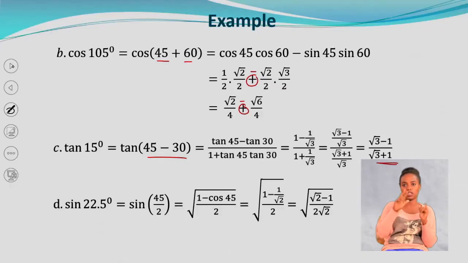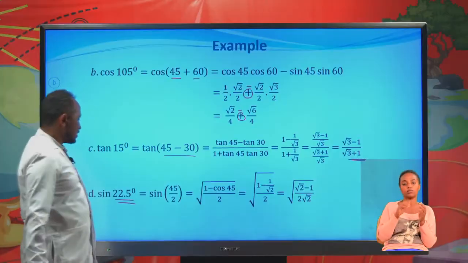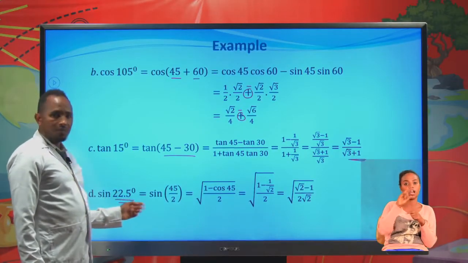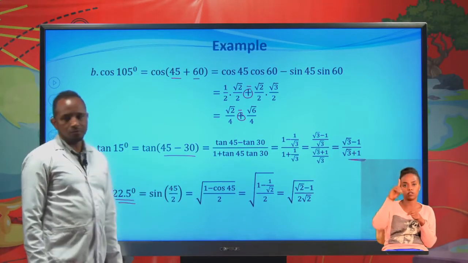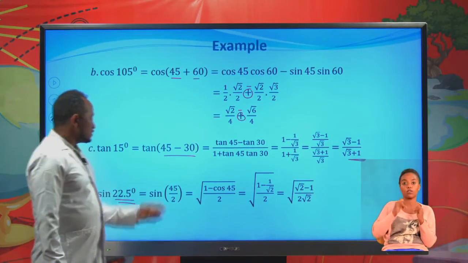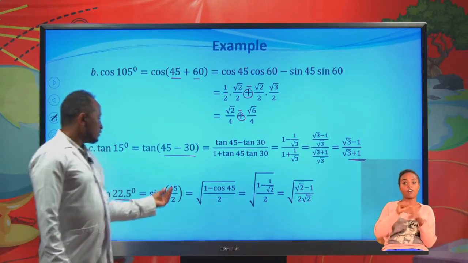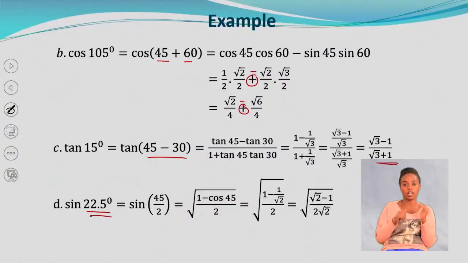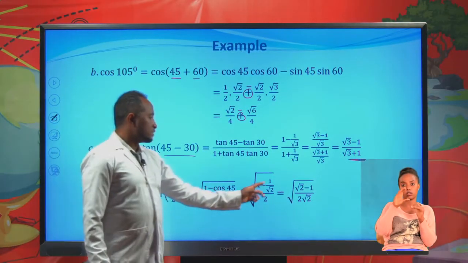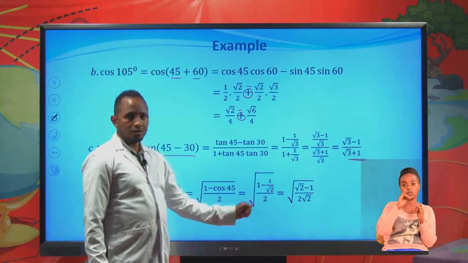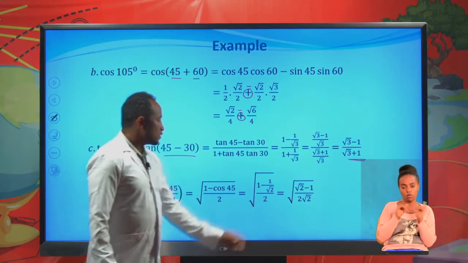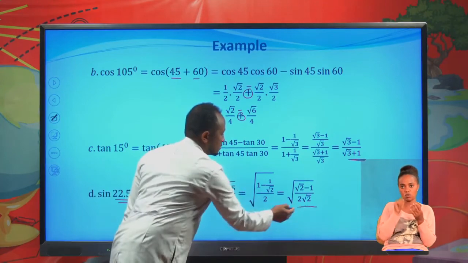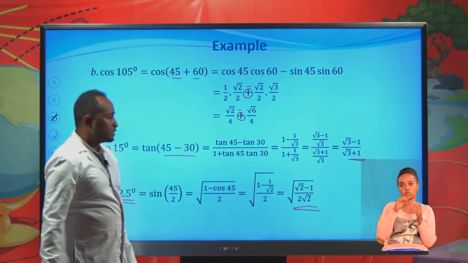Sine 22.5 degrees, in this case we use the half angle formula. Sine 22.5 degrees can be written in this form: sine of 45 over 2. Therefore, using the half angle formula, sine of 45 over 2 is equal to the square root of (1 minus cos 45) divided by 2. So this equals 1 minus cos 45, which is root 2 over 2, or I can say 1 over root 2, they are the same, over 2. So this gives you root 2 minus 1 over 2 root 2.